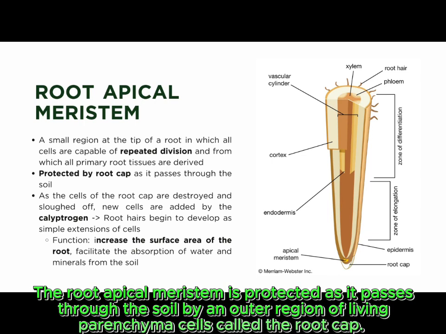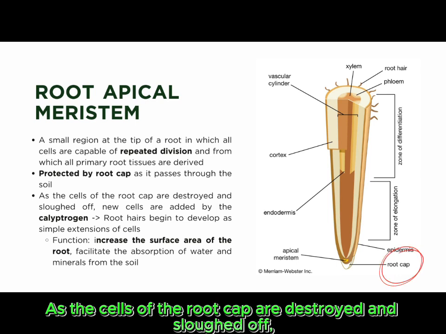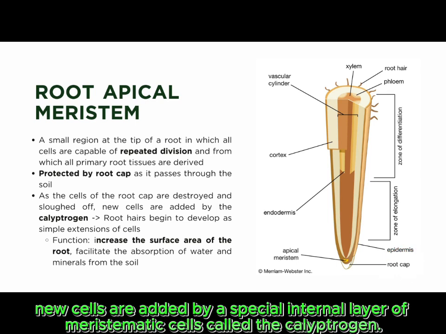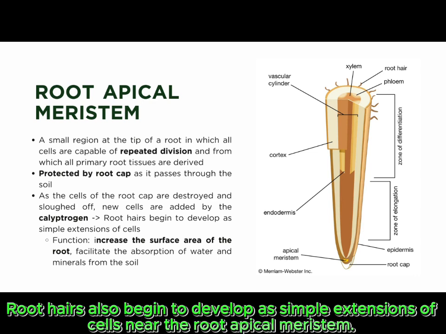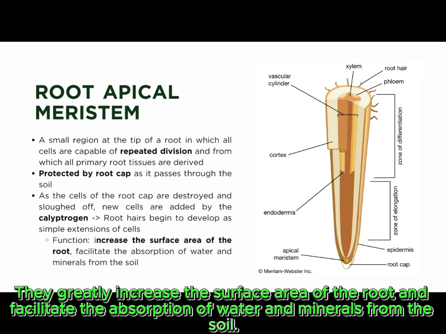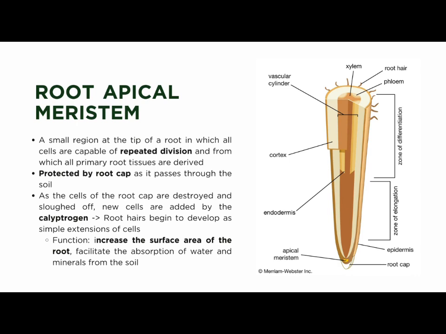The root apical meristem is protected, as it passes through the soil, by an outer region of living parenchyma cells called the root cap. As the cells of the root cap are destroyed and sloughed off, new cells are added by a special internal layer of meristematic cells called the calyptrogen. Root hairs also begin to develop as simple extensions of cells near the root apical meristem. They greatly increase the surface area of the root and facilitate the absorption of water and minerals from the soil.